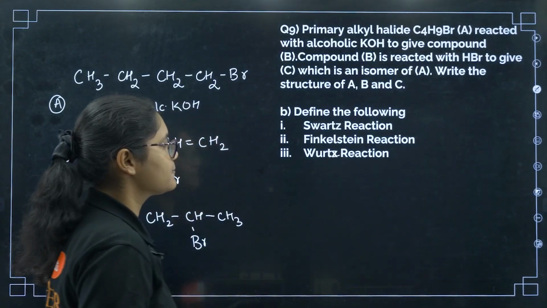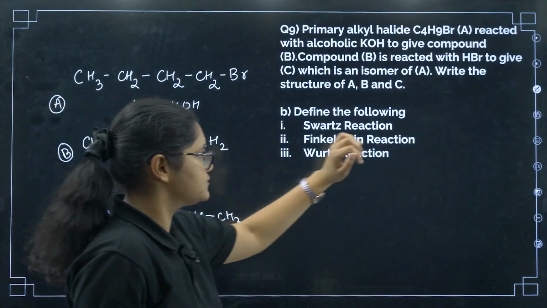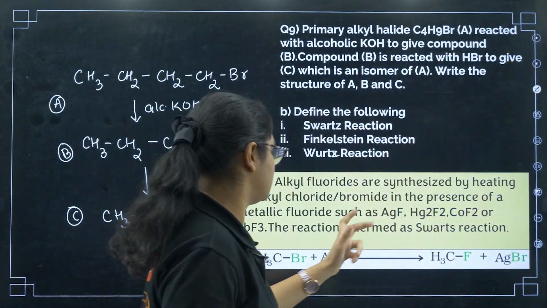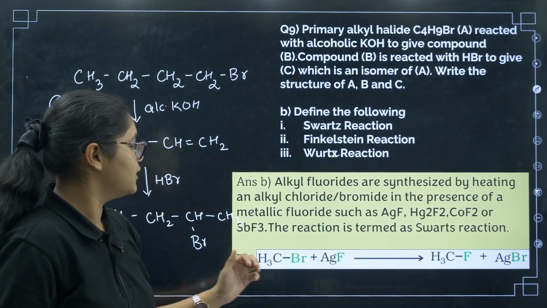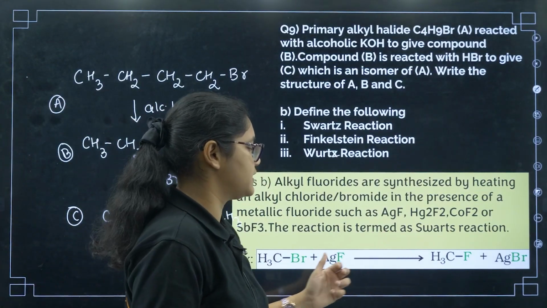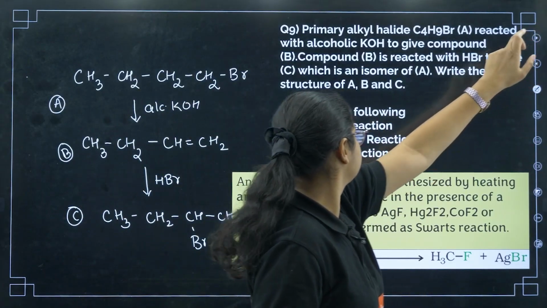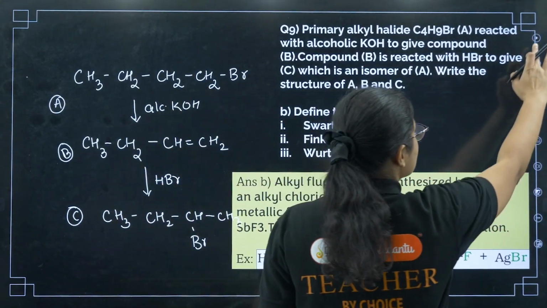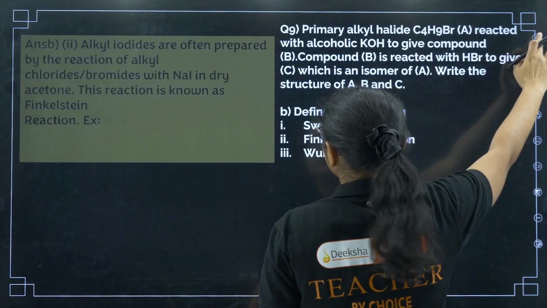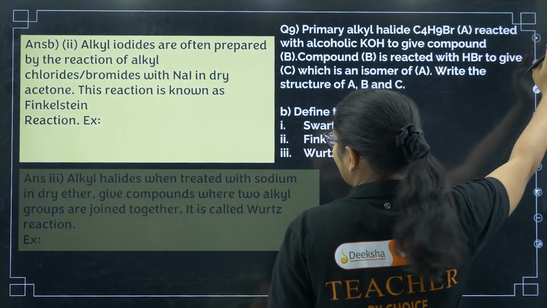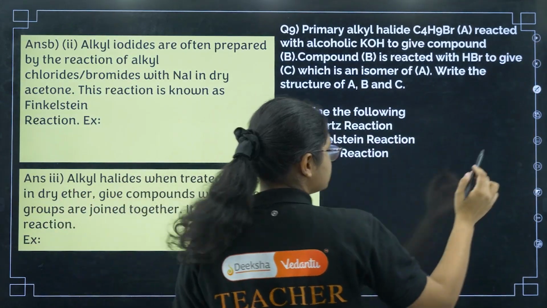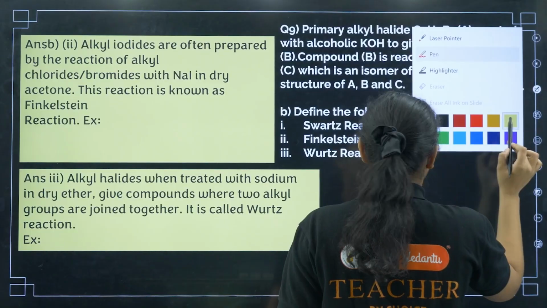Now we have to define the following: Swarts reaction, Finkelstein reaction and Wurtz reaction. Sorry, here is a spelling mistake. These are important questions. The Swarts reaction is used for the preparation of fluoroalkanes. Next we have the Finkelstein reaction, for the preparation of iodoalkanes, and then the Wurtz reaction for the preparation of hydrocarbons.